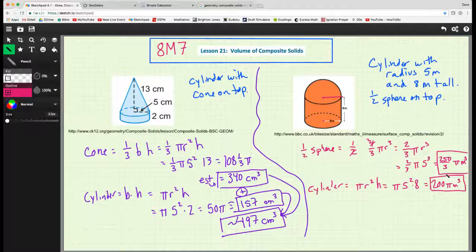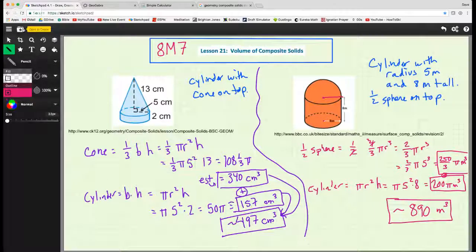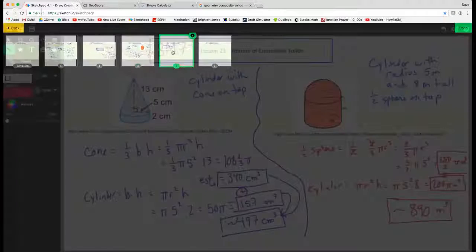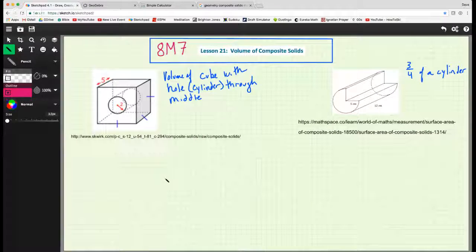So if I add those together, my answer is 250 divided by 3 plus 200, times pi, and I get about 890 cubic meters. Very good. Moving right along. Now on this next one, we get a little bit of subtraction going on here.